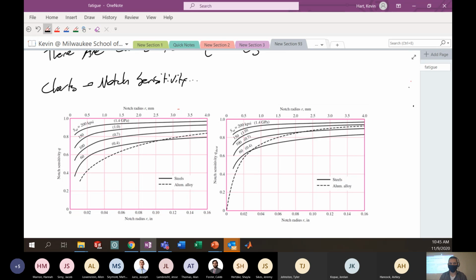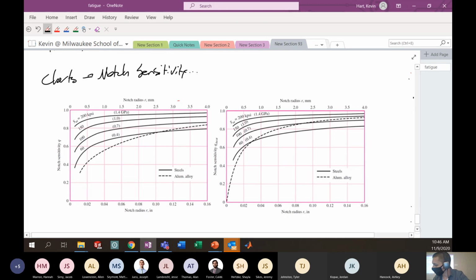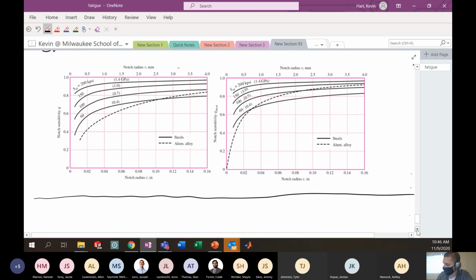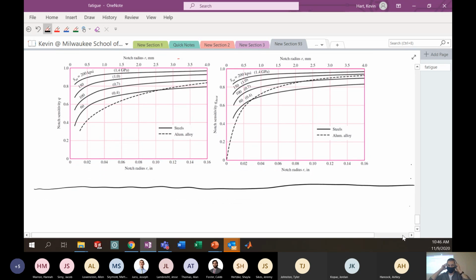Yeah, we got time for the last little bit here. Okay, so that's how we calculate concentrations in fatigue. So remember, when you're doing fatigue, you're not just looking at the static value. You have to do one more modification based on this notch sensitivity factor. Okay, so that's that.